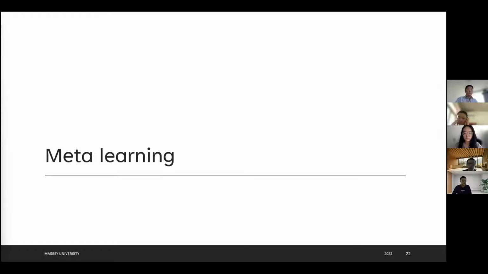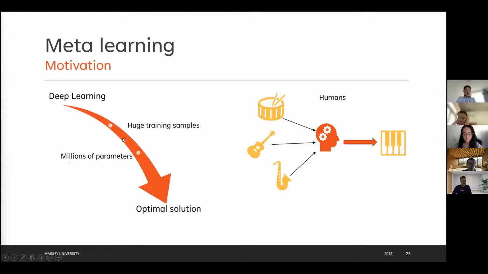Another class of algorithms are meta-learning algorithms. The motivation comes from, again, human learning. Deep learning algorithms tend to work well on tasks having a huge amount of training samples. The basic reason is that as deep learning models get deeper, they have millions of parameters to optimize. The random initialization of parameters requires a model to look into more data to reach an optimal solution using the gradient minimization process.